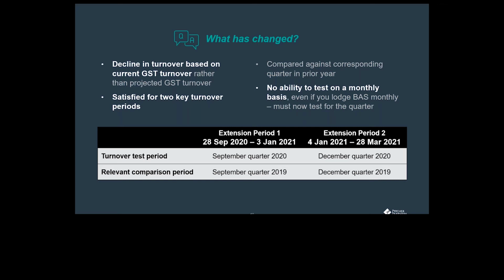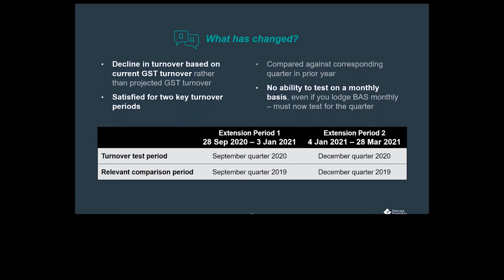Whilst it's possible to look at the turnover test on projected figures, technically you can't qualify until you've determined your actual turnover for the completed quarter ended 30 September. So you won't be able to sign off absolutely that you do qualify until you have your actual figures for that quarter.